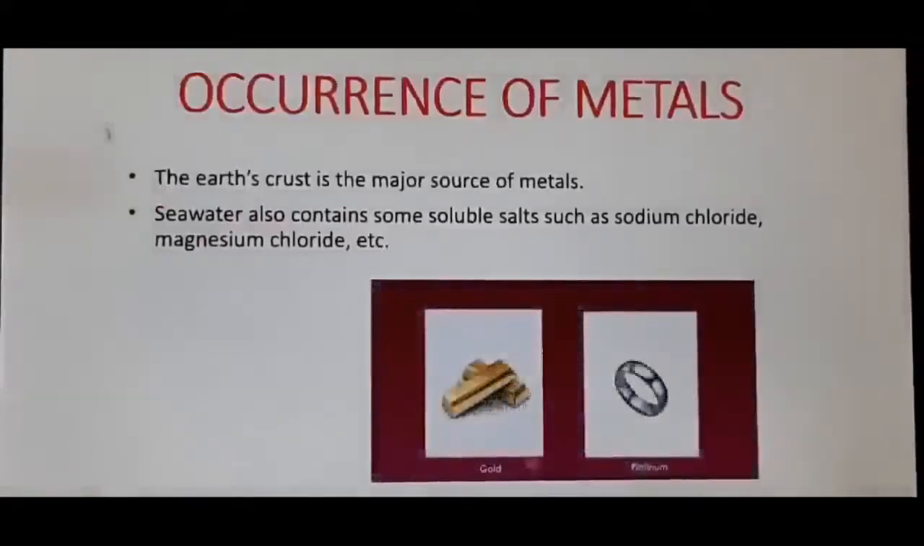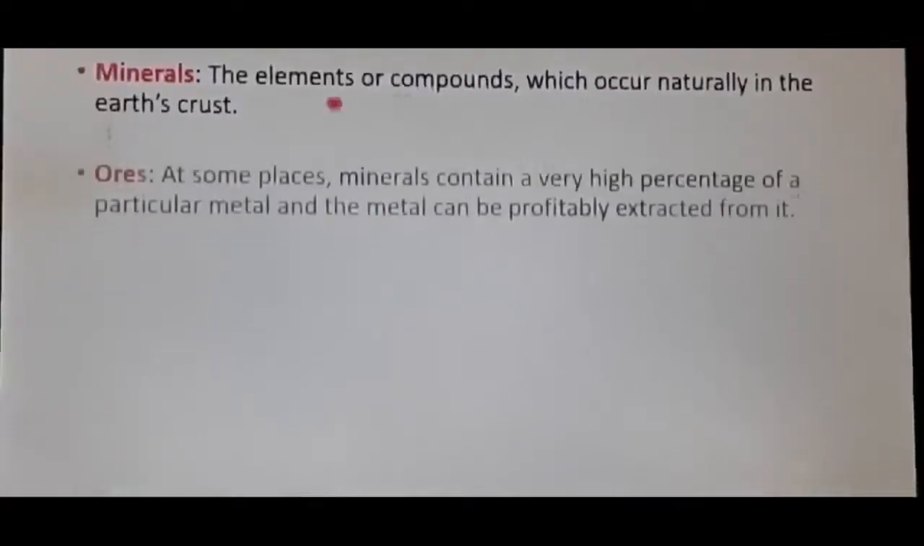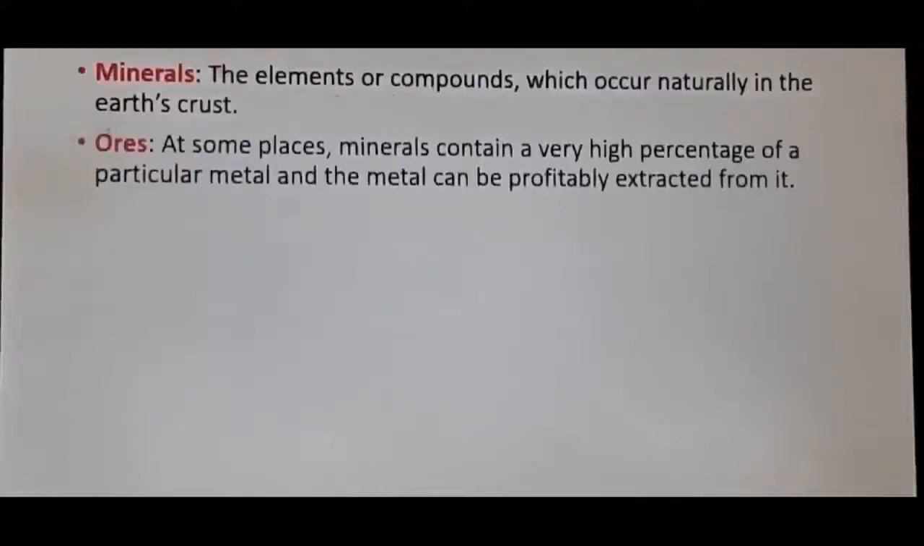So we have seen so many metals like gold, silver, platinum. Now we know the sources also. The next term is minerals: the elements or compounds which occur naturally in the Earth's crust. So these are natural elements or compounds, like gold, which we have already discussed, silver, all those elements or compounds.